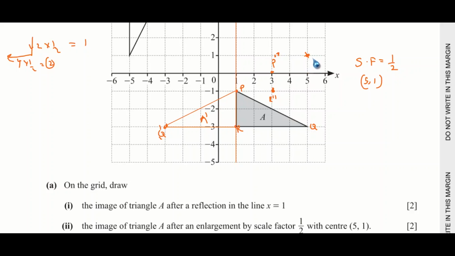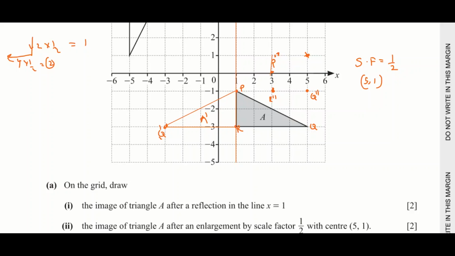So this will be, let's count 2 down here, 1 and 2. Okay, so it should be here. That will be Q prime prime. So let's connect the points together. So the first one will be P prime prime and Q and R prime prime, like this from here.